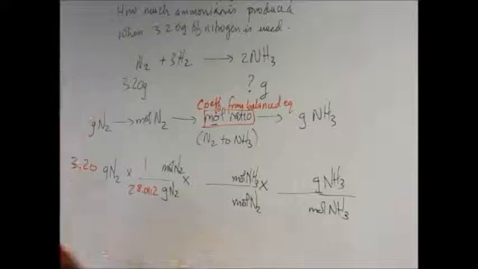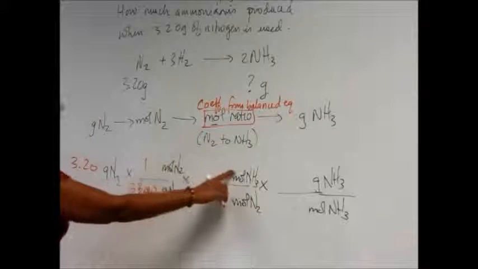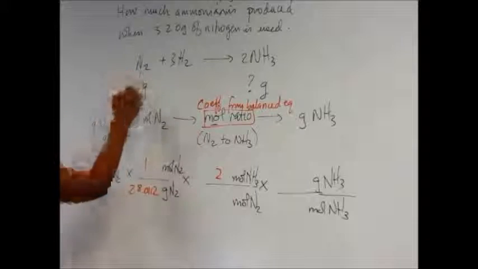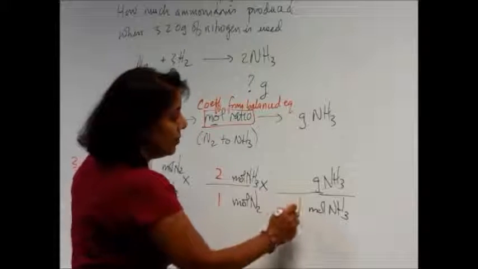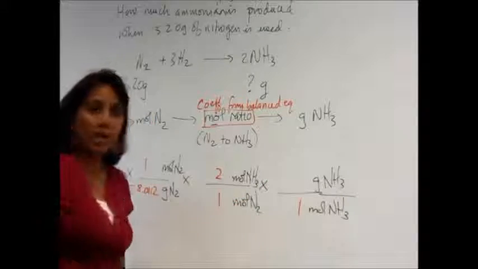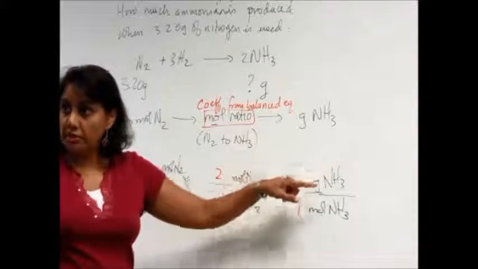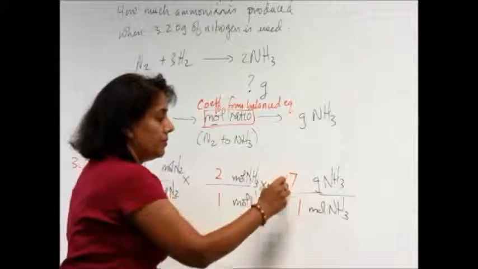My mole ratio now, this is something I'm going to get from my balanced equation. So in front of ammonia, I have 2. In front of nitrogen, I have 1. That's all I have to do. No creations there. And then I have to convert my moles of ammonia to grams of ammonia. Again, I go to the beautiful periodic table to find out the mass of ammonia, and that's about 17 grams.